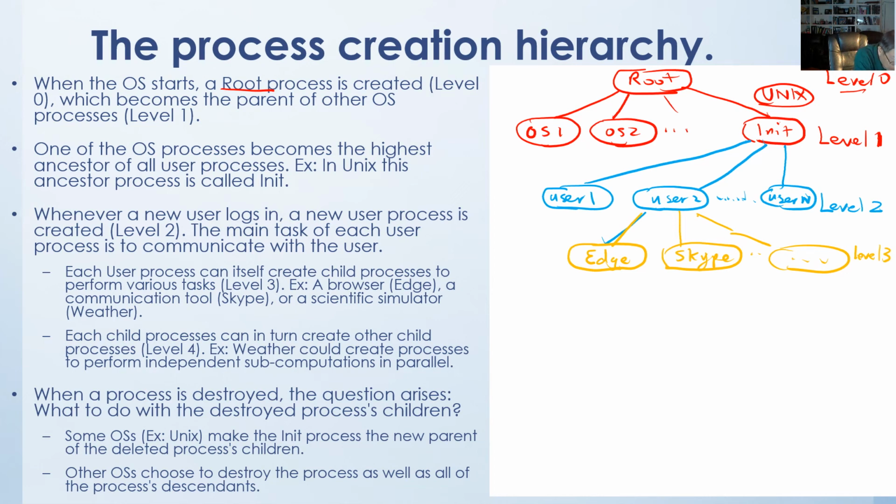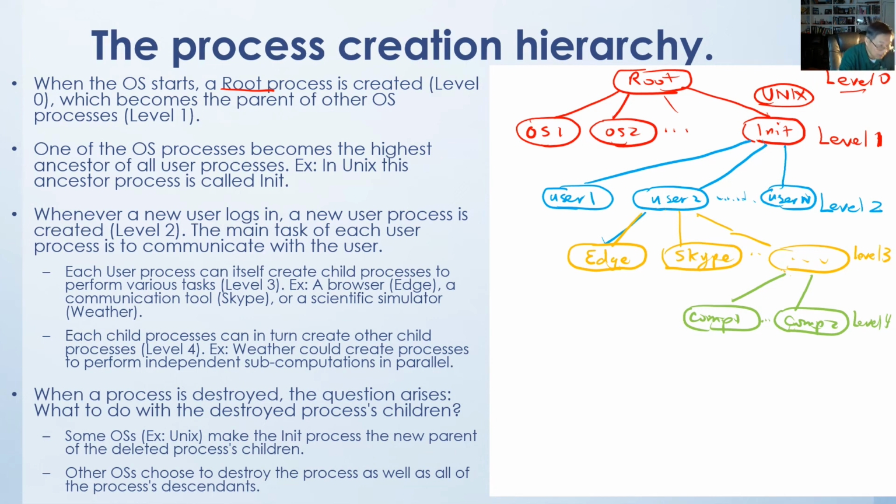Now each child process of user 2 can also create another level of user processes. Let me try another color to show the difference. Let's see what other user process I can use. Okay, I use this different color. So I can create another user process. Now this is at level 4. I just say compute 1, compute 2. I don't even know how to name this. Now that's the hierarchic structure.